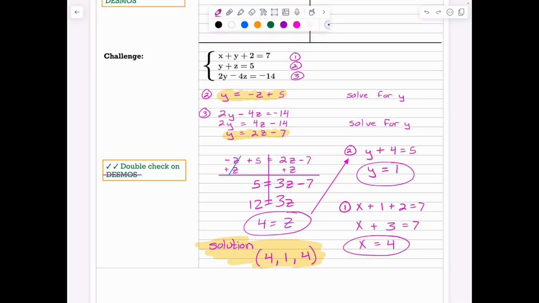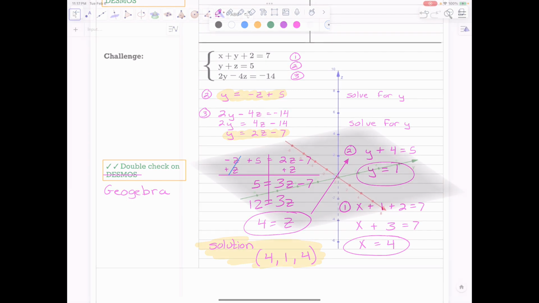Okay, Desmos does not do a 3-axis solution. Desmos will only do x and y. So if we want to see this solution, we're going to have to use GeoGebra, which is so much cooler. But also you cannot use GeoGebra on a state test. Can't use it on the STAR, but it is so cool to just see it.